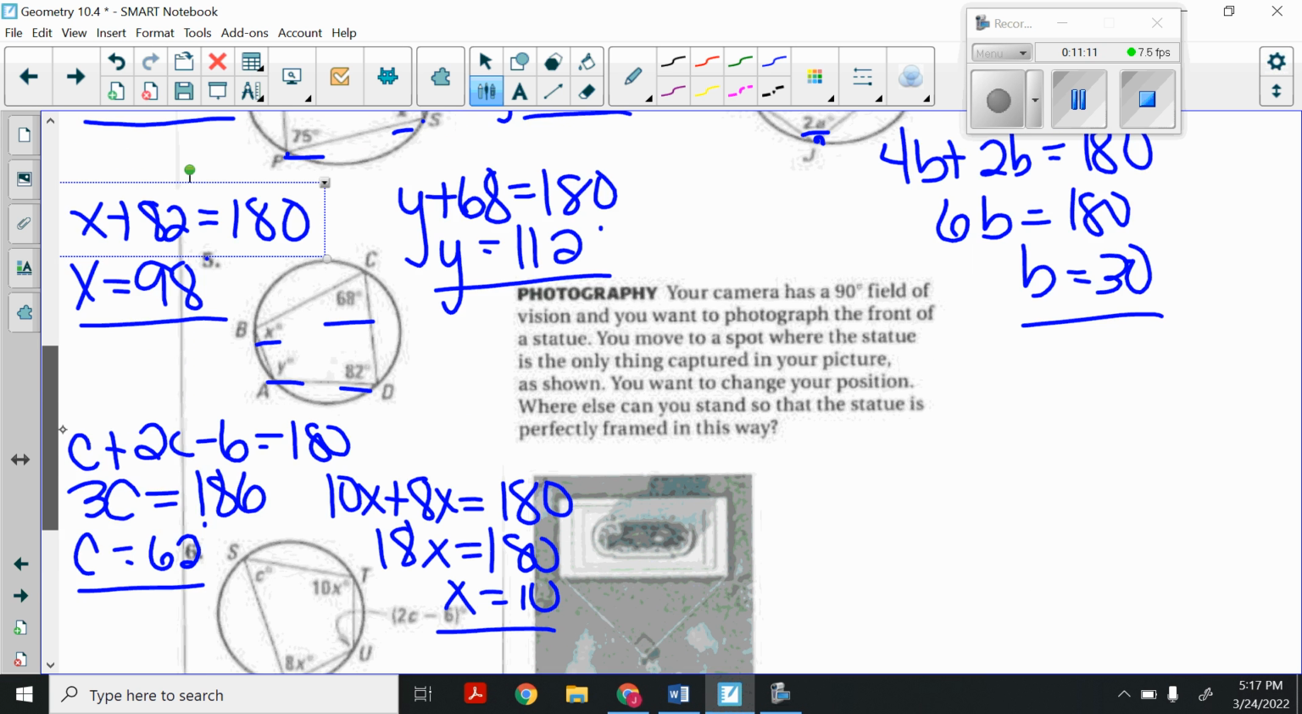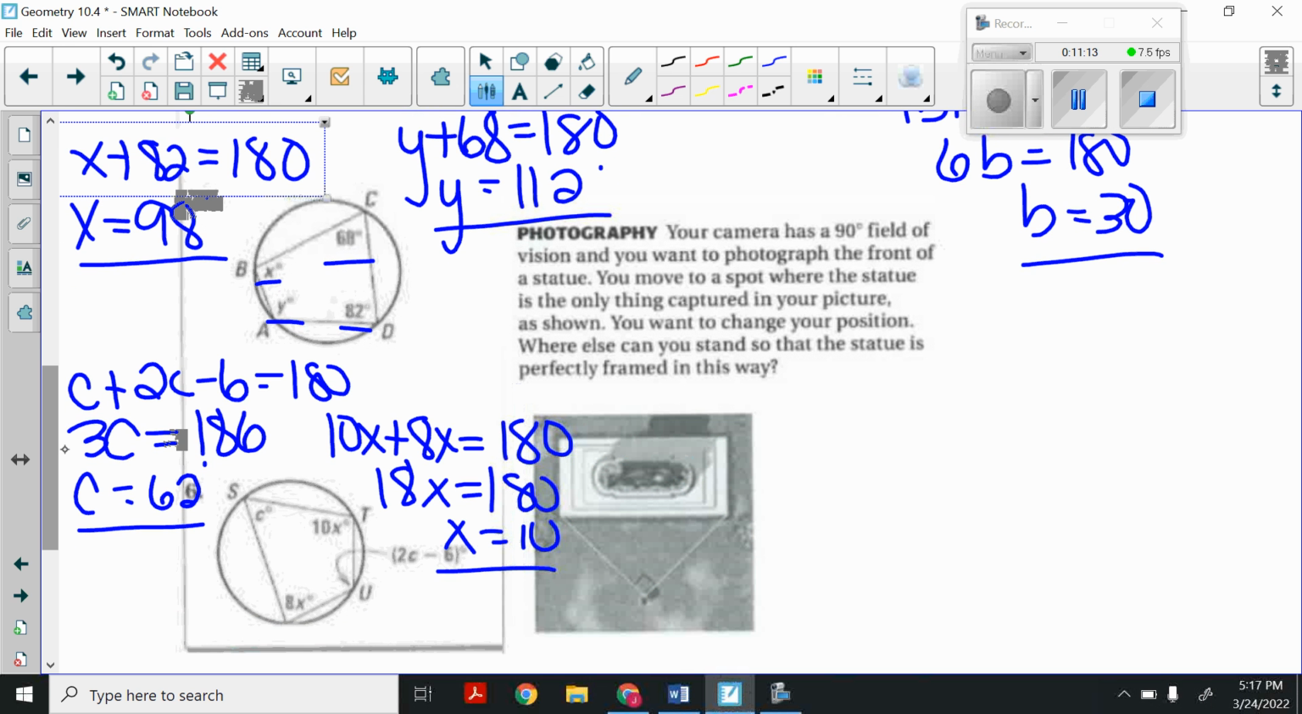All right, so let's look at this first word problem, photography. It says your camera has a 90-degree field of vision and you want to photograph the front of a statue. You move to a spot where the statue is the only thing captured in your picture. Okay, so this is the statue right here. You want to change your position. Where else can you stand so that the statue is perfectly framed in this way?